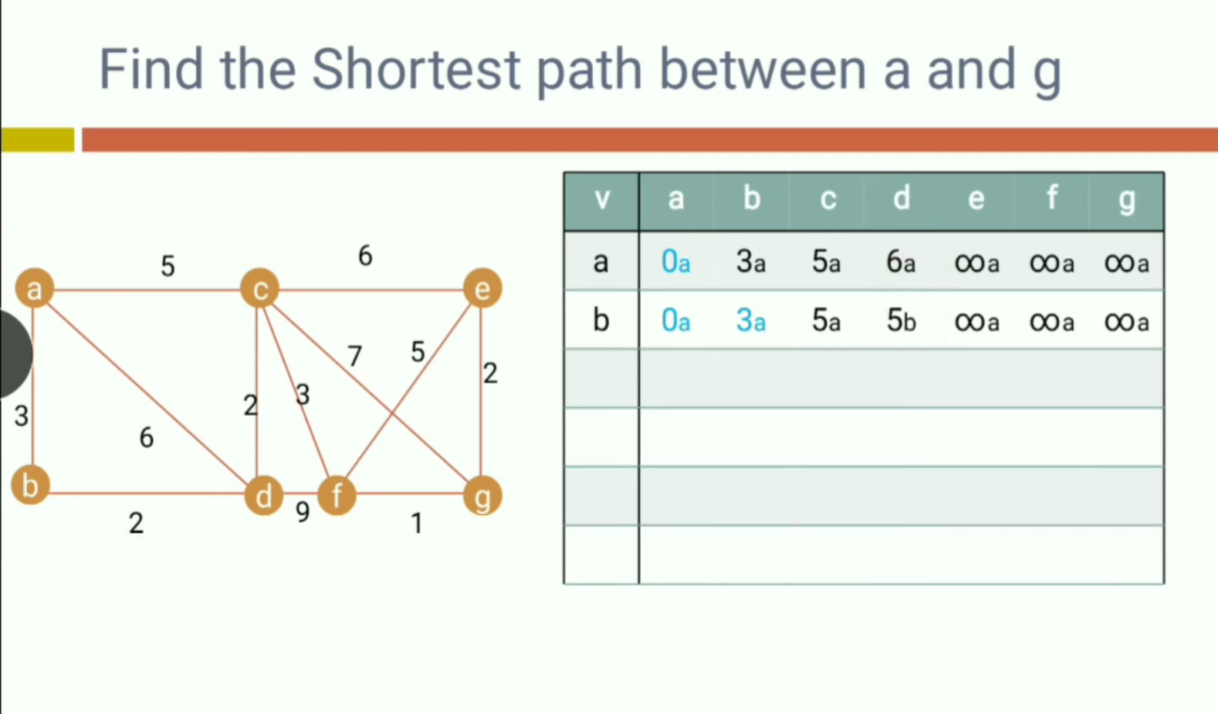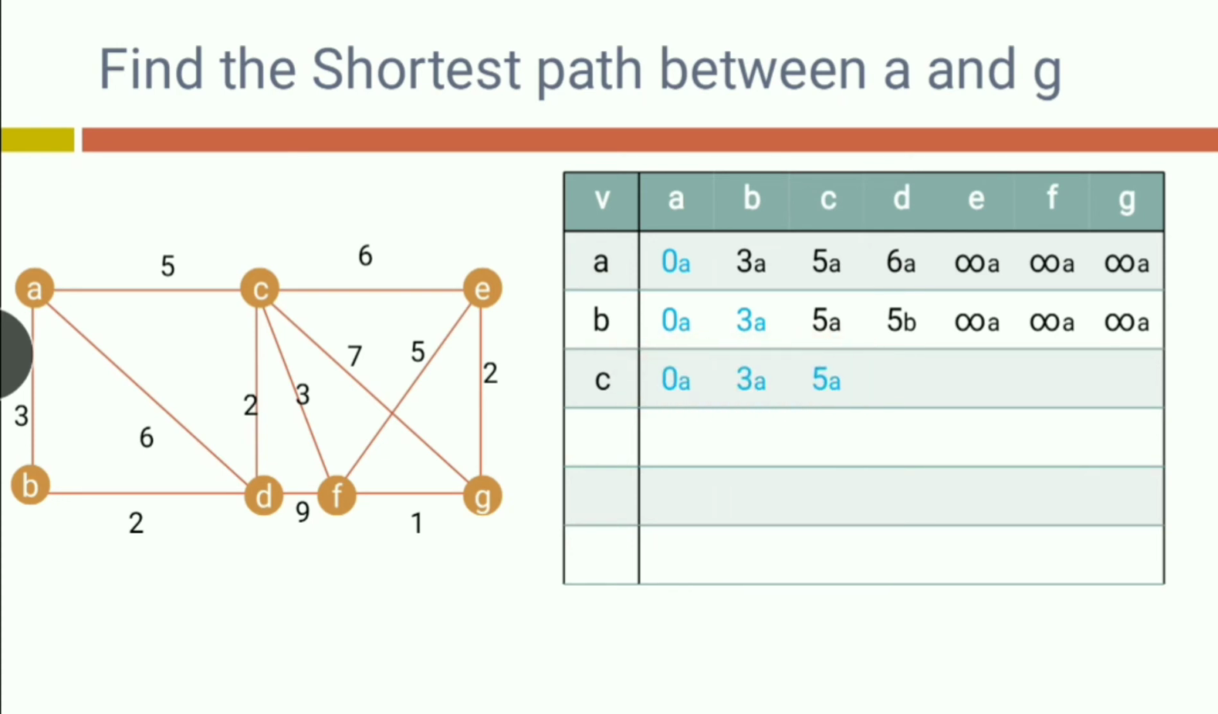Now what is smallest among these? 5. You can take this one also, you can take C also, you can take D also. I am taking C here. I am taking C in my shortest path now. Now for C, we'll write this as it is, and we'll write 5A as it is because we have taken A, B, C already in our shortest path. So we'll write these distances as it is.